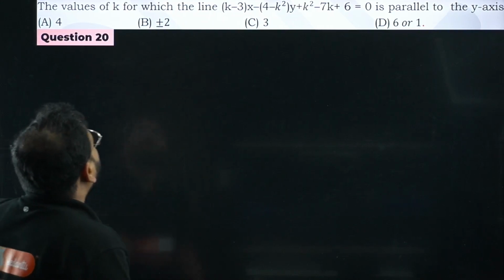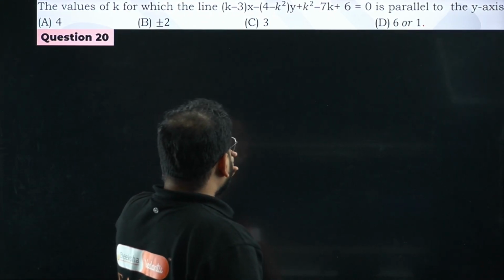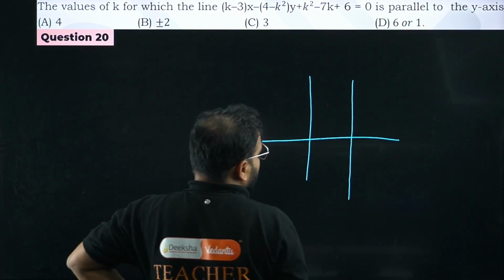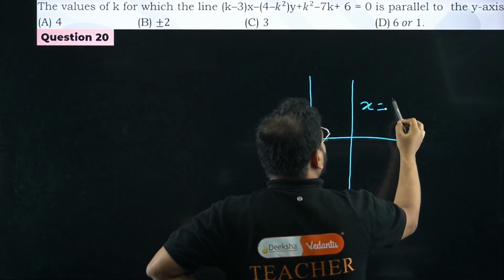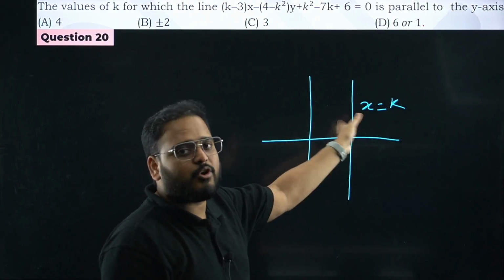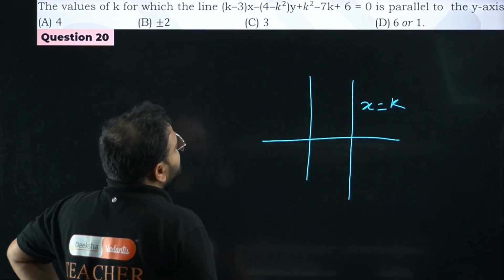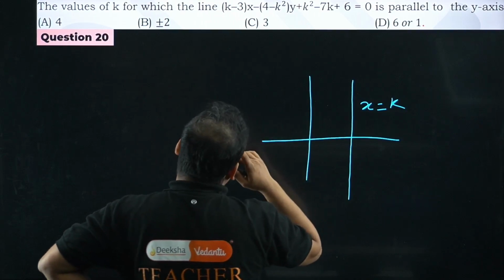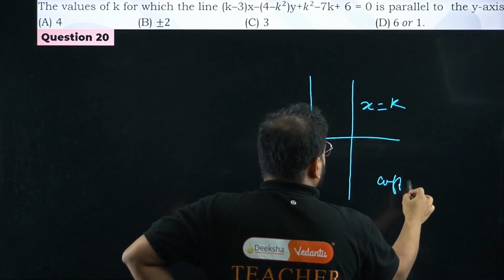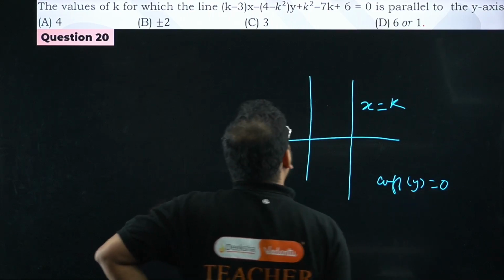What we have is, line is given, they're saying parallel to y-axis. Parallel to y-axis means x equal to some constant will be there. A line parallel to y-axis, what is the equation? X equal to some constant, okay? It means y has to be 0. There can't be any y. The coefficient of y has to be 0, okay?